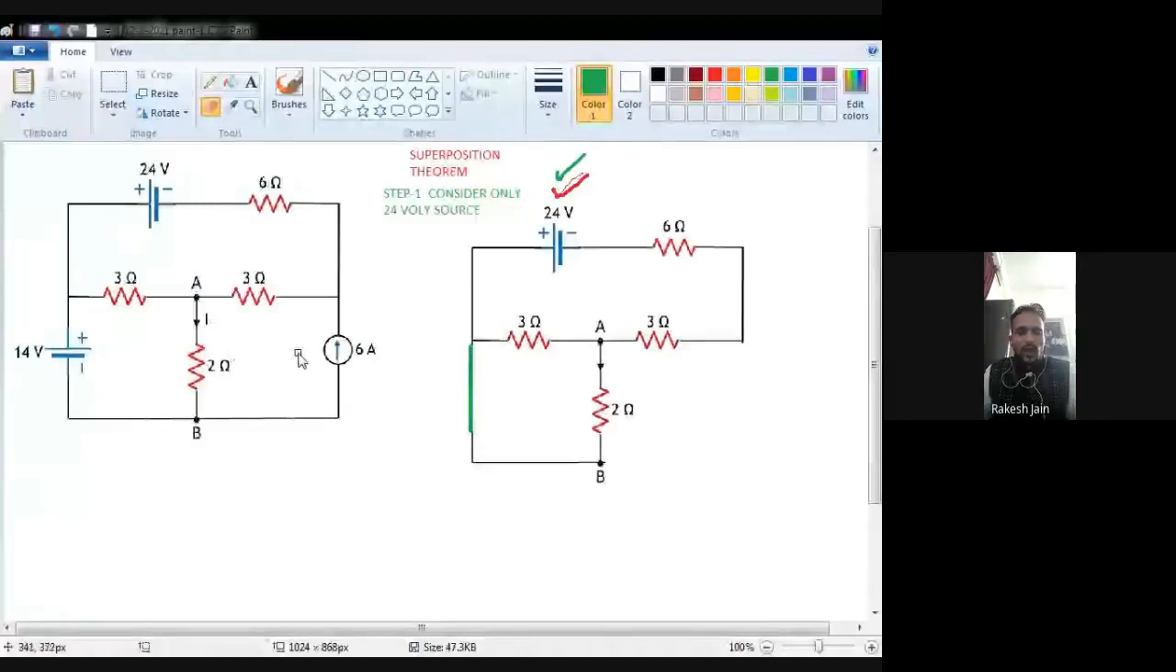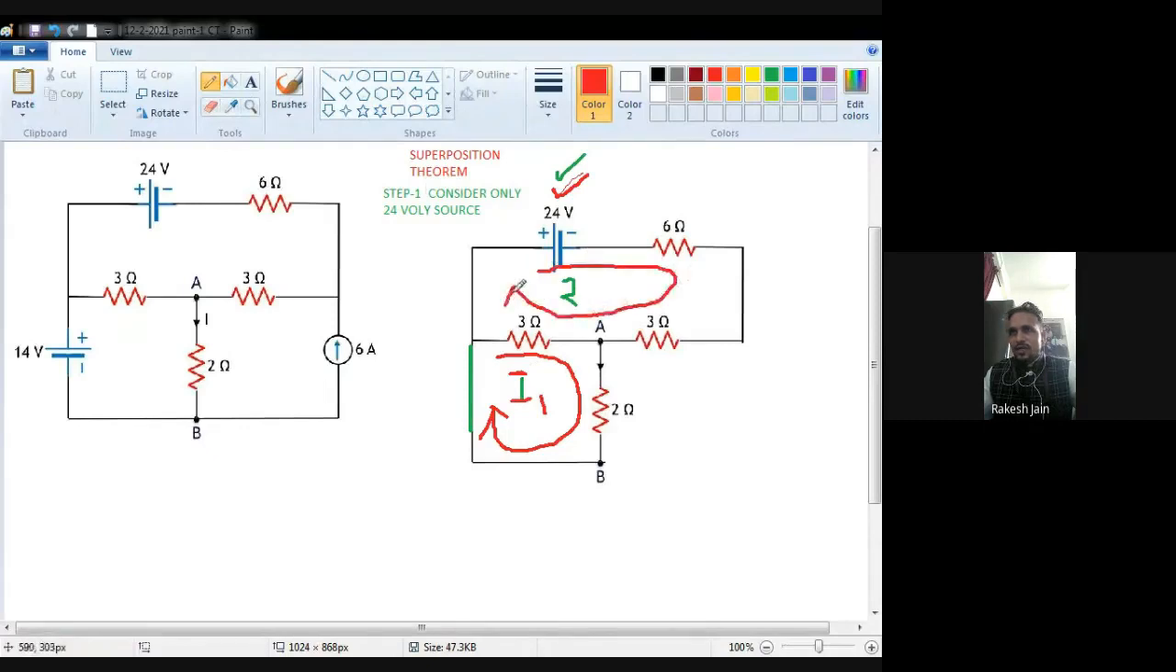There is no meaning of this branch. Now in your question, there is also no meaning of this branch. So this one is here. Now you have to find out the current I. Let me mark this current as I1. What is the current through this 2 ohm resistance? Because this is the first step, I consider this as I1.